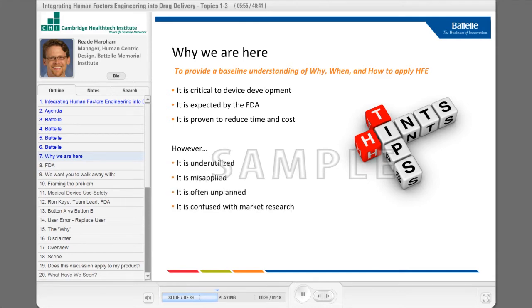It has been proven to reduce time and cost in that people who haven't done it are seeing themselves be delayed to market. However, what we also are seeing is it's still relatively underutilized. It's misapplied. So human factors is a very broad term. It's kind of like Xerox. Human factors to some people apply to anybody that touches the user. And that, as you'll see later, is not necessarily the correct definition.